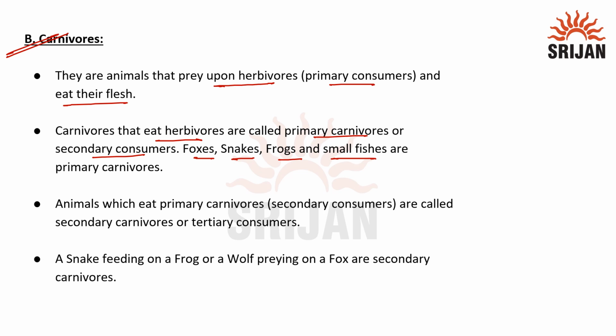There are also animals which eat these primary carnivores and they are called secondary carnivores or the tertiary consumers. Let's take an example. A snake that feeds on a frog. So the frog over here is the primary carnivore and the snake is the secondary carnivore because it is feeding on the frog, that is the primary carnivore. Or a wolf preying on a fox are all examples of secondary carnivores or the tertiary consumers.